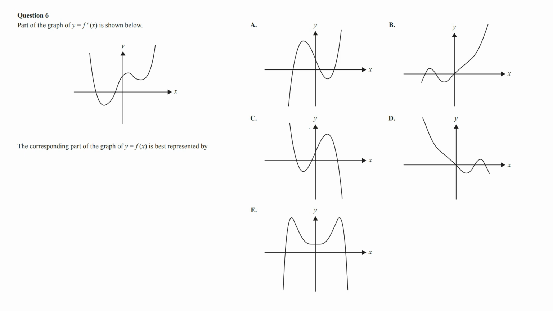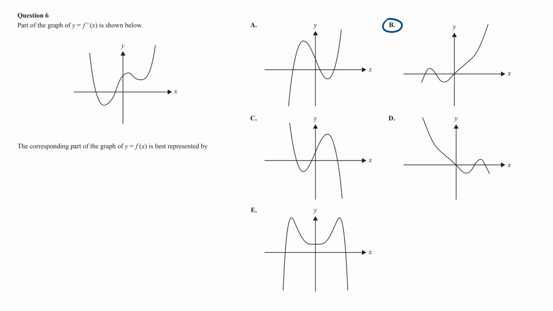Looking at the graph of f dash of x, it can be the graph of a positive quartic function. A quartic function is a fourth degree polynomial. This means f of x is going to be a positive fifth degree polynomial. Looking at the graphs, only option B is a graph of a positive function that can be a fifth degree polynomial. And so option B is the answer to this question.